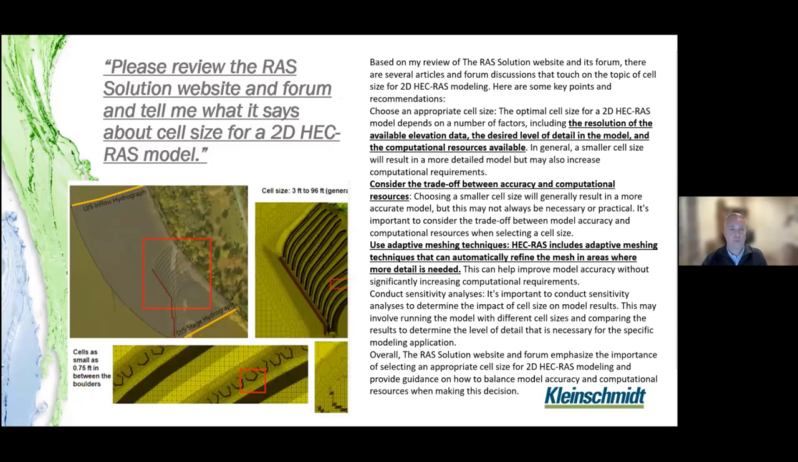Here's another one. Please review the RAS Solution website and forum and tell me what it says about cell size for a 2D HEC-RAS model. Okay, it gave me a lot of good stuff in here. Talks about the resolution of the available elevation data, the desired level of detail. These are all good qualitative things. There wasn't a lot of quantifiable guidance to use, but there was a lot of good qualitative description on how to pick your cell size.